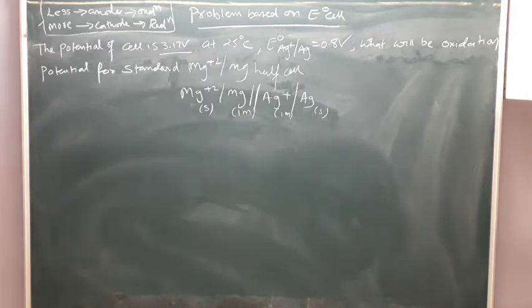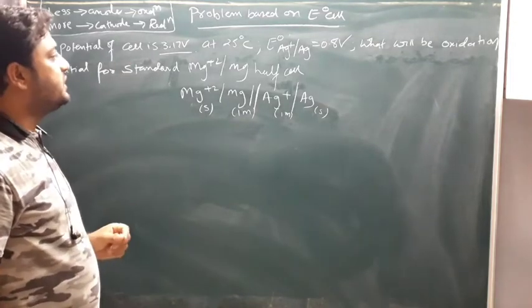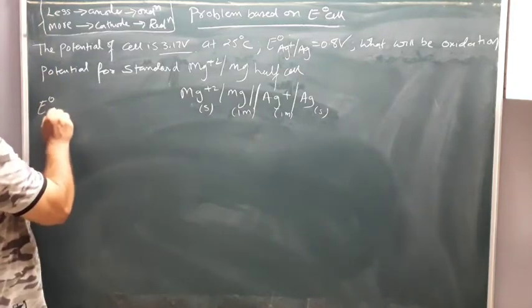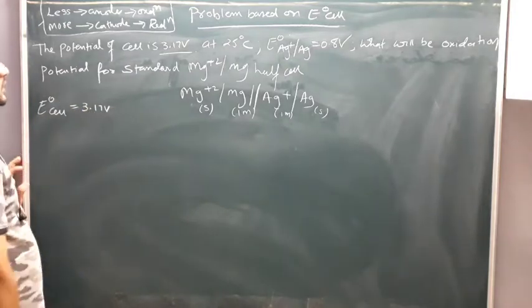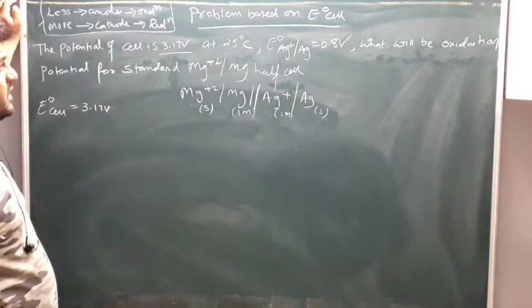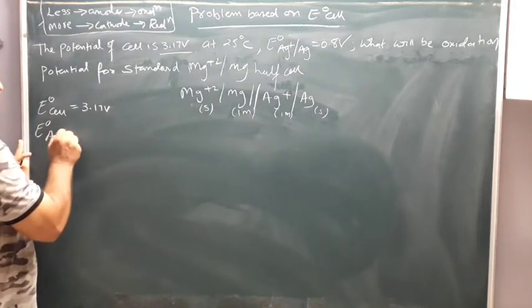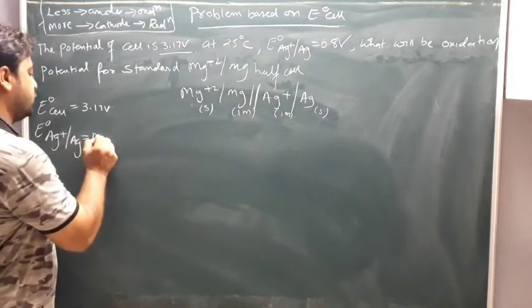I hope you have written the question. Now see, we understand this question. The potential of the cell is 3.17 volt, meaning they have given E naught cell. Total E naught cell they have given is 3.17 volt at 25 degrees Celsius. E0 Ag plus slash Ag they have given. So E0 Ag plus slash Ag is how much? 0.8 volt.